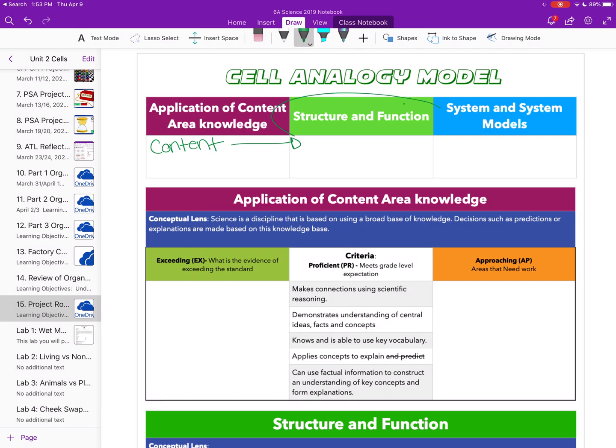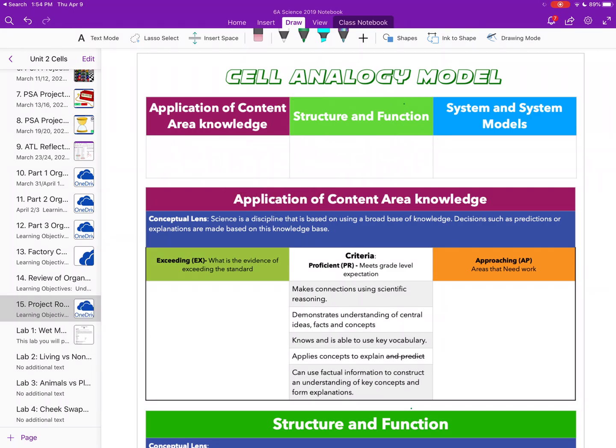So for structure and function, I'm looking at, do you know the organelles? Do you know which ones go in plant cells, which ones go in animal cells? Can you describe the functions of all of those organelles correctly? And so that comes back, they connect, right? Can you describe and explain the functions of all the organelles? There's some crossover.